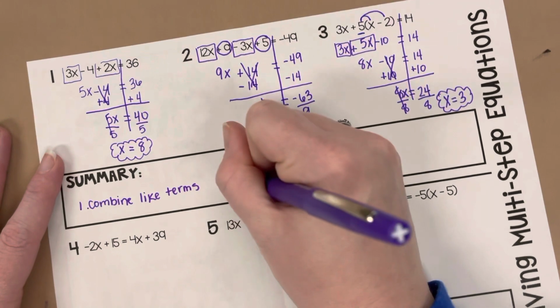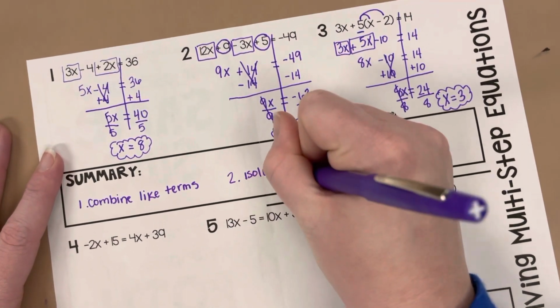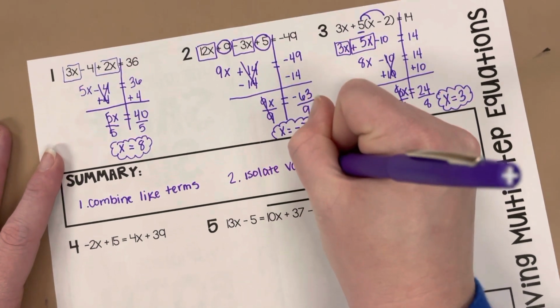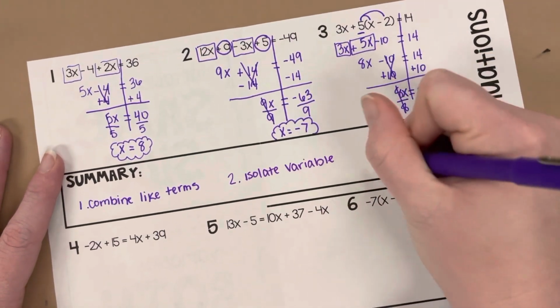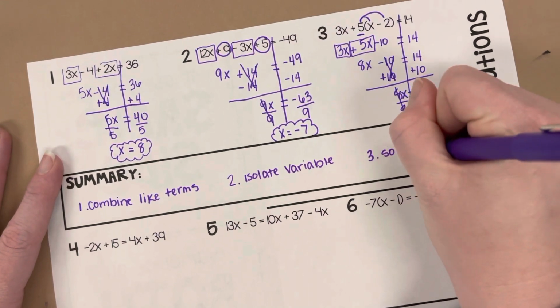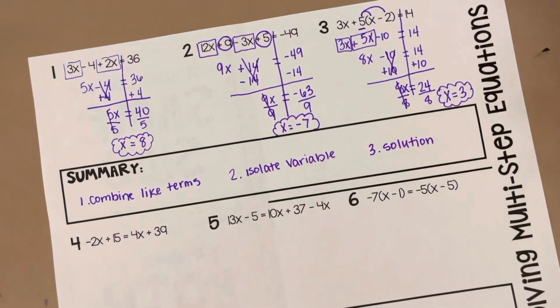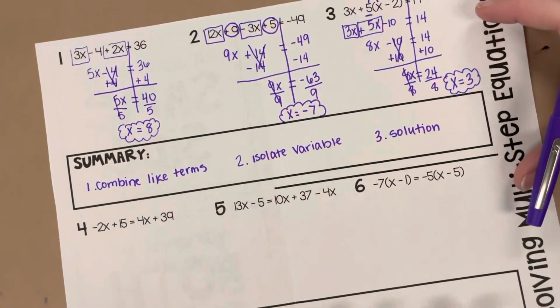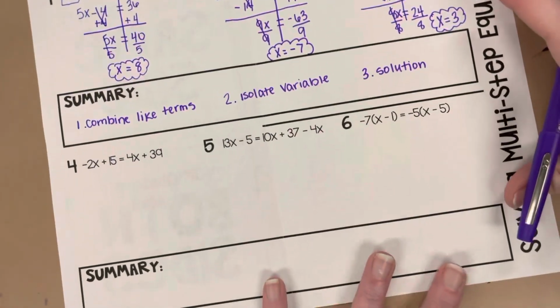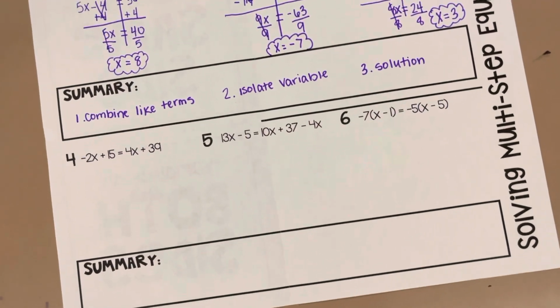Then we isolate the variable. And then my last step is just finding the solution. All right, so moving on to what do I do when I have variables on both sides of the equation?